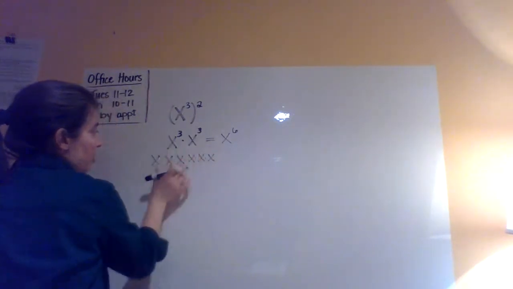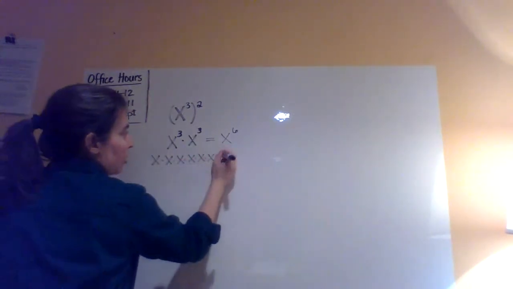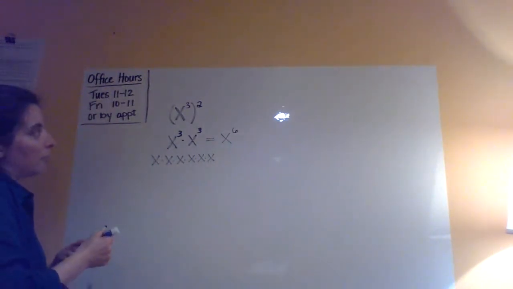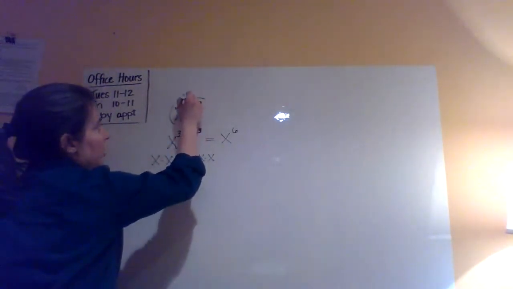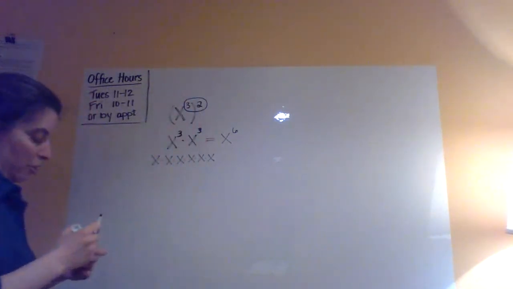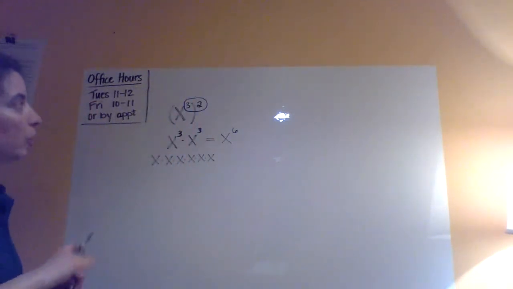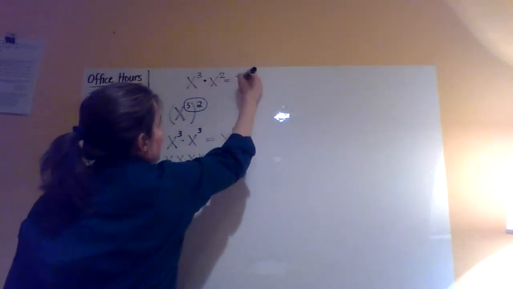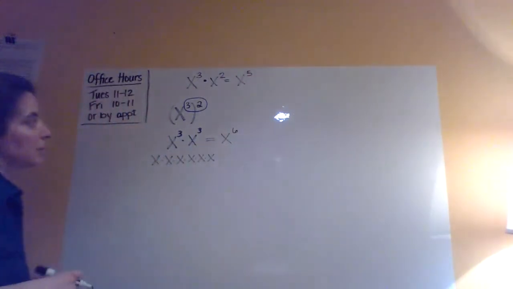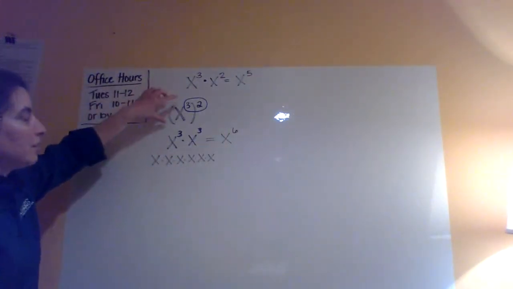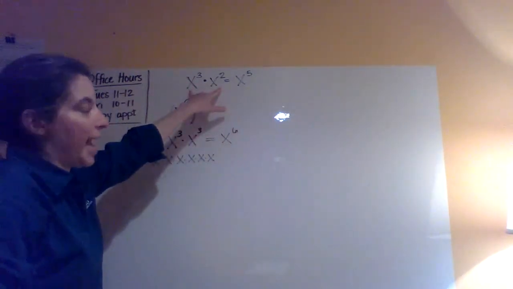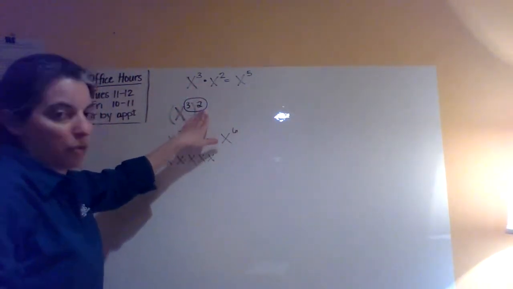And x to the third times x to the third, you can see again, that's going to be x to the sixth. Well, where did this 6 come from when I look at my original expression? It came from multiplying those two. So this is where it gets a little bit tricky, because if I had x to the third times x squared, that's going to be x to the fifth. But if I have x to the third squared, that's going to be x to the sixth. Here I add my exponents, here I multiply my exponents.